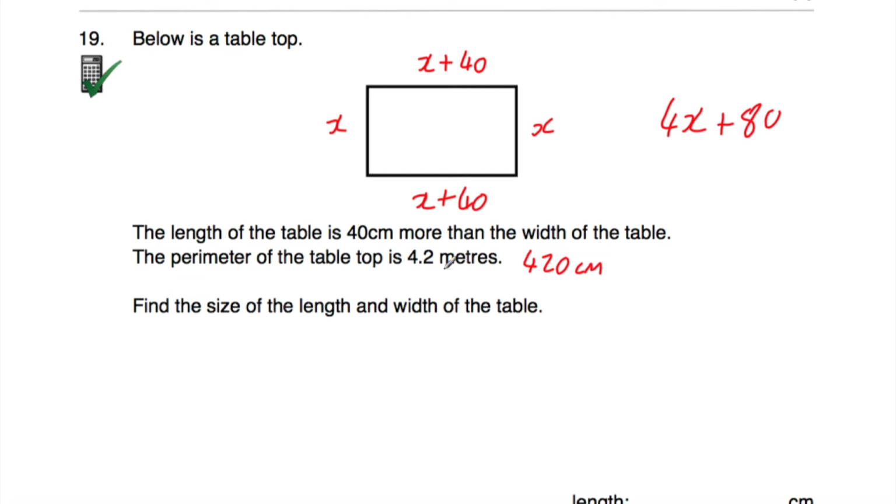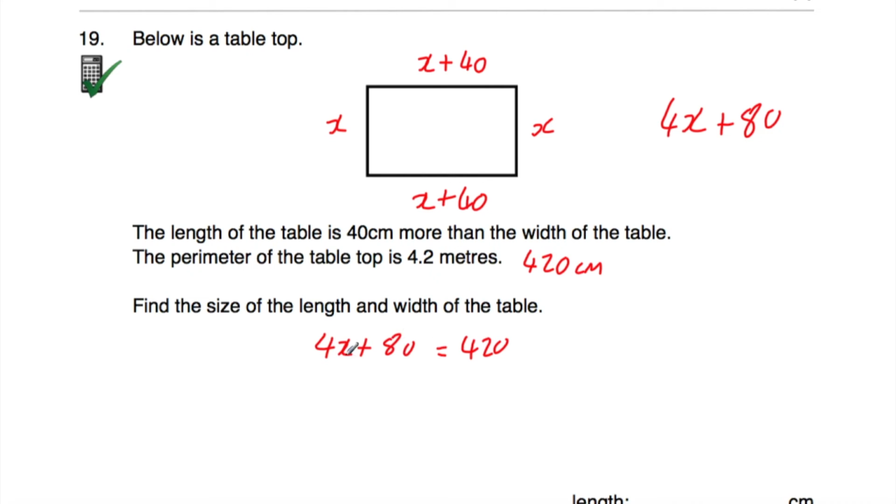Now we know the perimeter of the table is 420 centimeters. So now we've got an equation. We can write 4x plus 80 is equal to 420. And if we solve this equation, we can find out what x is, and then we know what the width is, and then we can find the length, and then we're done. So let's solve this equation.